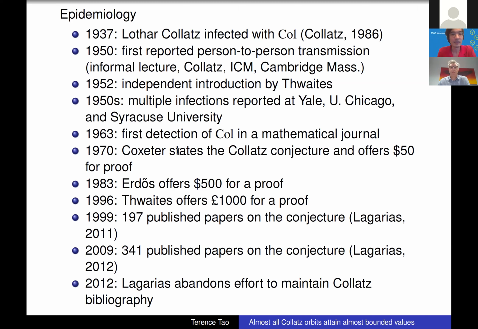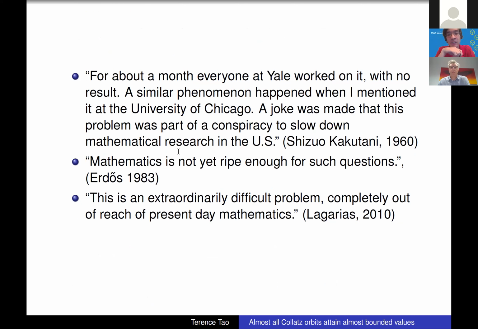I have some quotes by various people on this conjecture. The topologist Shizuo Kakutani once wrote that for about a month, everyone at Yale worked on this problem with no result, and a similar phenomenon happened when he mentioned it at the University of Chicago. A joke was made that the problem was part of a conspiracy to slow down mathematical research in the US.